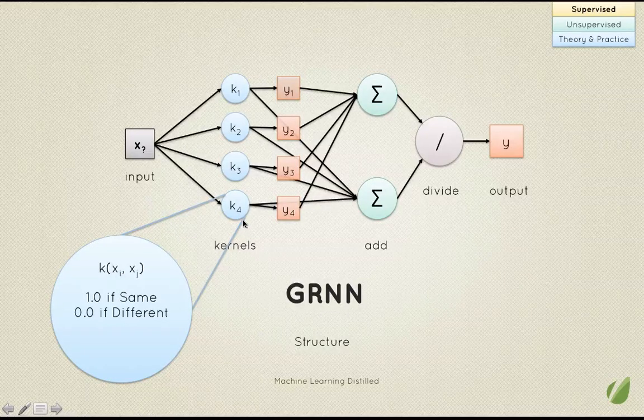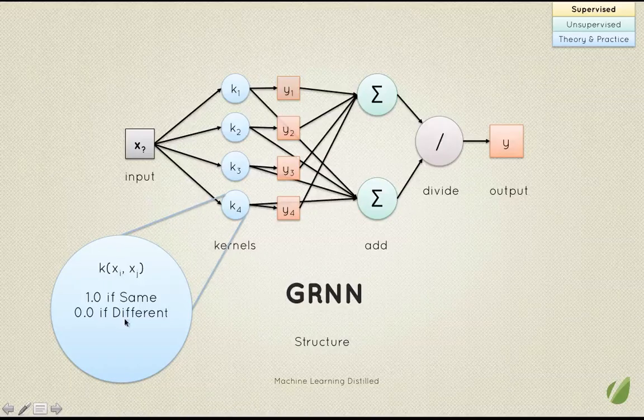The result of that will be multiplied by the output for this training instance, and that will be passed to the summing unit here. Also, each of the similarity strengths, the result of these kernels, will be passed to this adder down here, so we get the total of all of the similarity strengths. We'll then divide the sum of the weighted outputs by the total sum of the weights. The result of that division will be our output y.